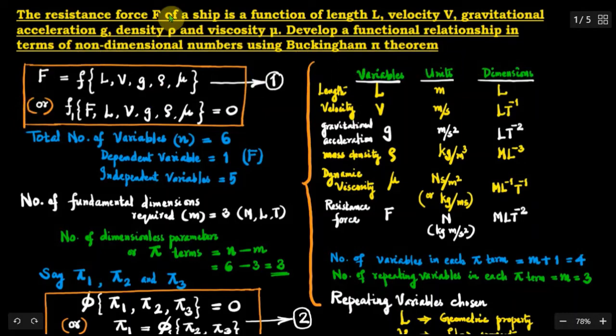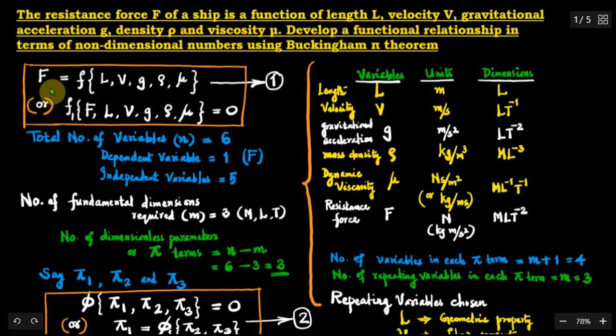Here the resistance force, which is essentially the force of drag, is given to be a function of length L, velocity V, acceleration due to gravity g, mass density rho, and dynamic viscosity mu. So F is a function of L, V, g, rho, and mu. Let it be equation number 1.